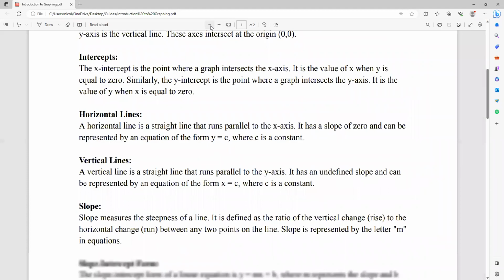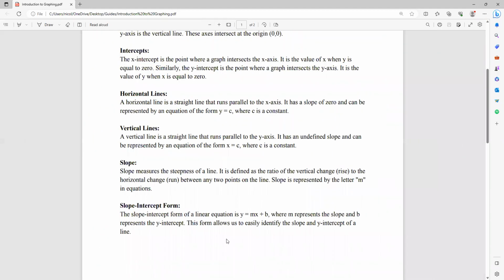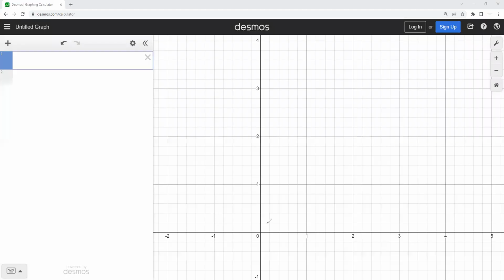With linear equations, you're going to have y and x intercepts. On the coordinate plane, you can also have horizontal lines and vertical lines, and we're going to go over slope and slope-intercept form. Slope-intercept form is the y equals mx plus b format. M stands for slope, x and y are the coordinates you'll see, and b is your y-intercept. It'll make more sense once we come here.